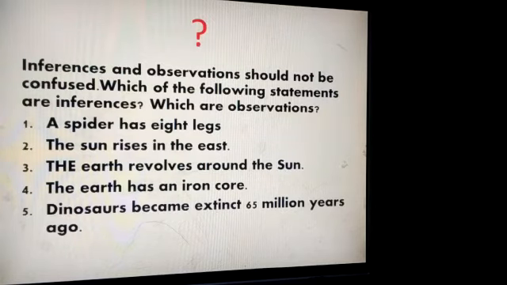Now today's task. Inferences and observations should not be confused. Which of the following statements are inferences and which are observations? I have given you 5 statements, you have to think about it as a scientist, that if you are working as a scientist, then how will these statements be classified?